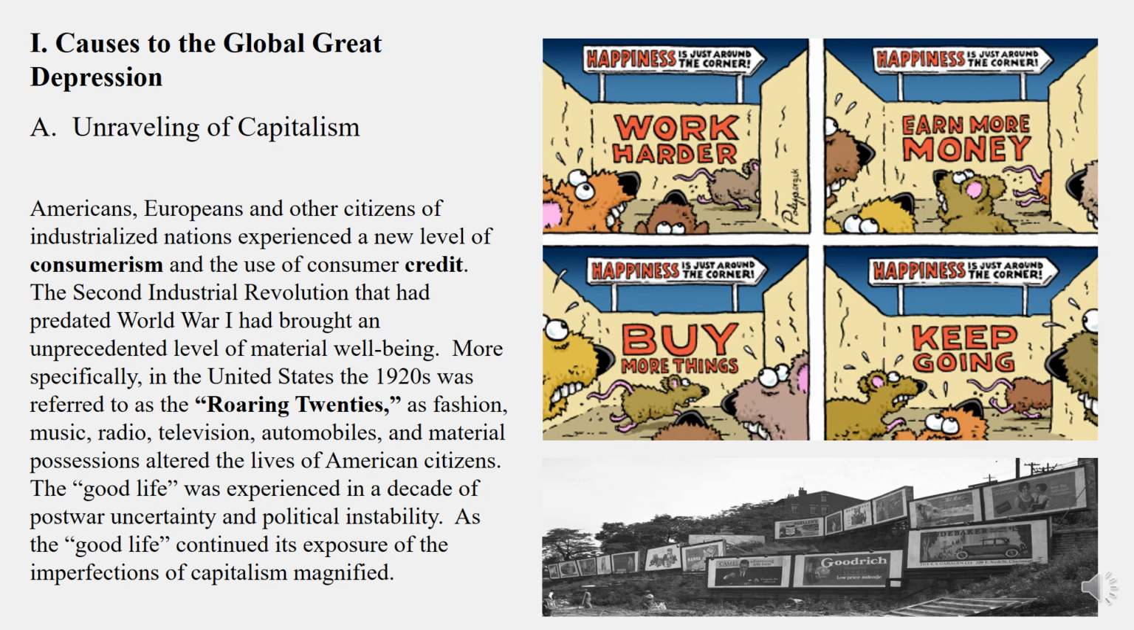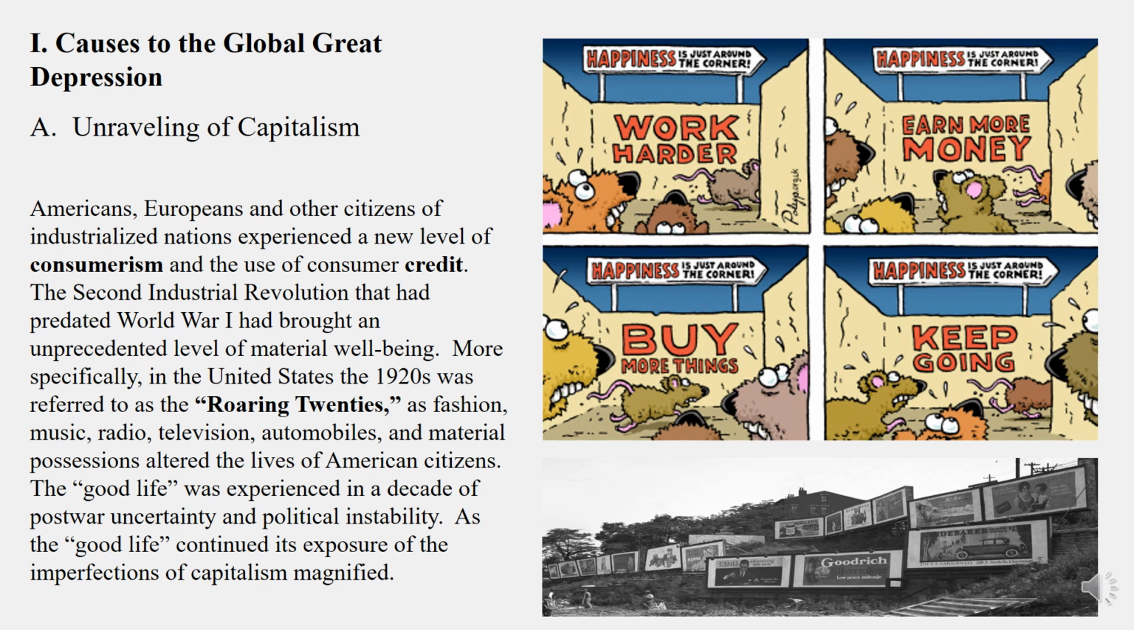Americans, Europeans, and other citizens of industrialized nations experienced a new level of consumerism and the use of consumer credit. The Second Industrial Revolution that had predated World War I had brought an unprecedented level of material well-being. More specifically, in the United States, the 1920s was referred to as the Roaring Twenties, as fashion, music, radio, television, automobiles, and material possessions altered the lives of American citizens.